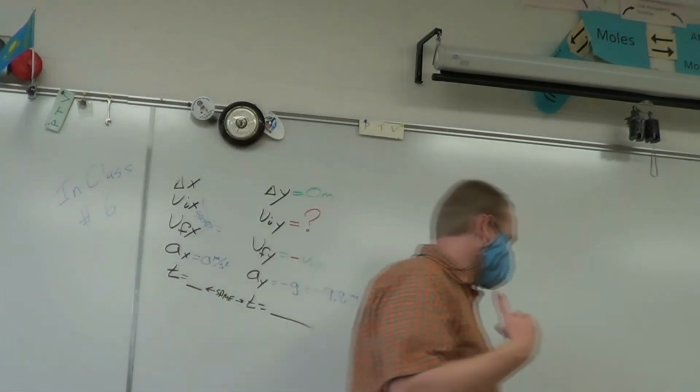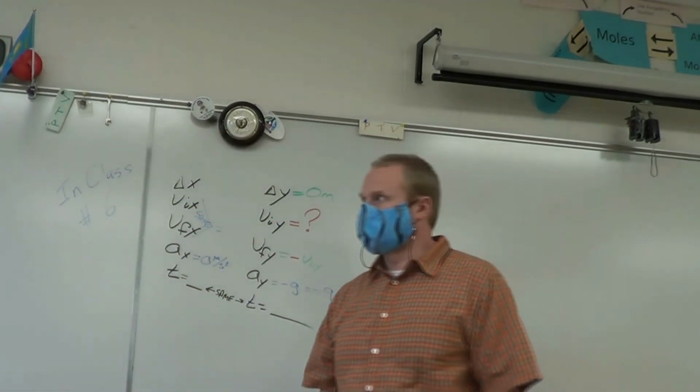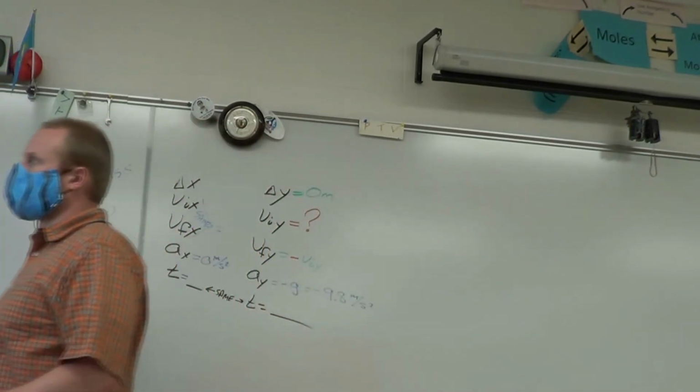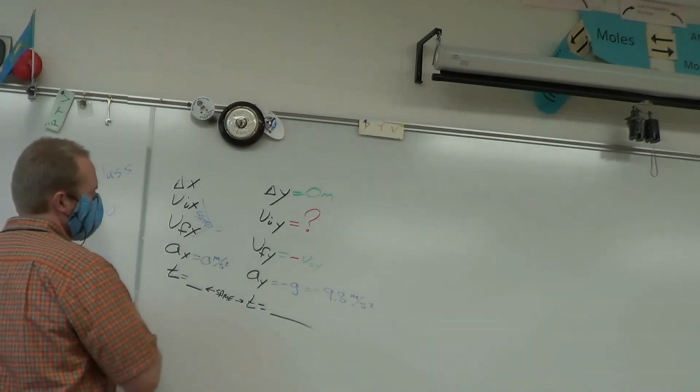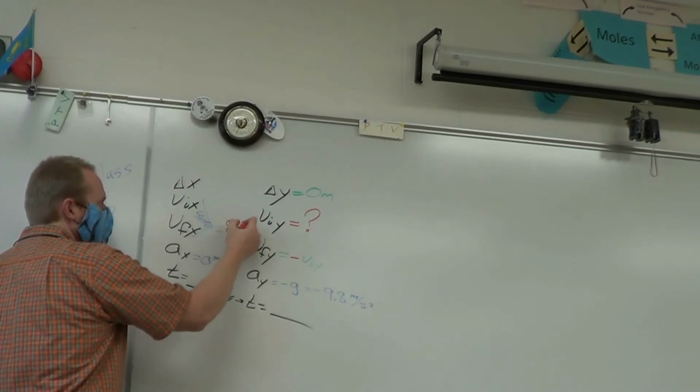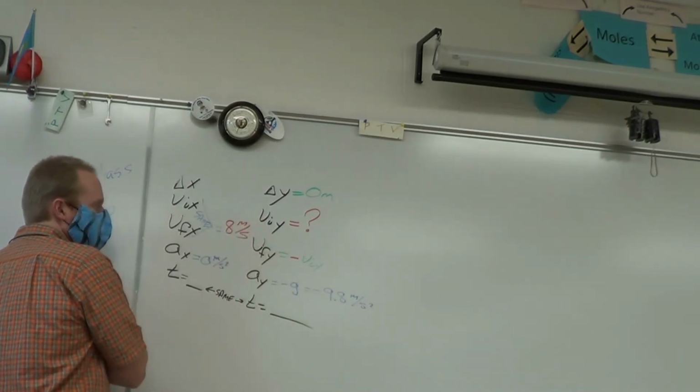is we have meters per second and we have meters. So it says it has a horizontal velocity of 8 meters per second. Is that my x or y? Horizontal is which one? That's our x. So that's my VIX, which is also my VFX. That's 8 meters per second.